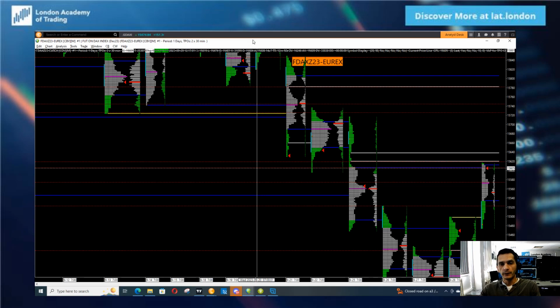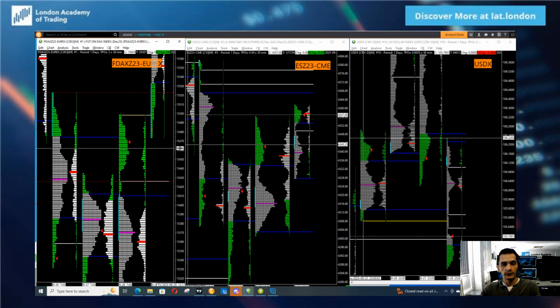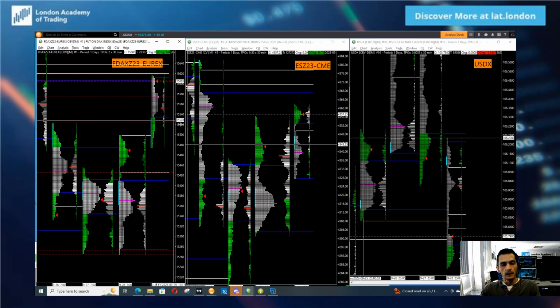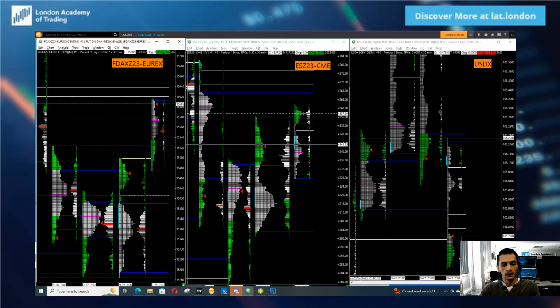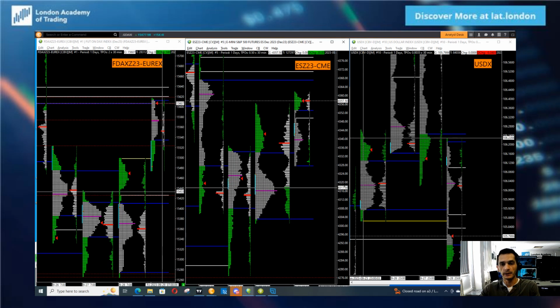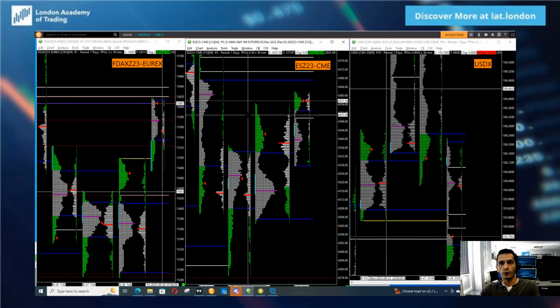I hope you found this useful. This is just an insight in regards to cross-asset correlation and how I personally have taken a trade yesterday, following Wednesday's profile on the German DAX and the correlation between the German DAX, the S&P, and the dollar index.